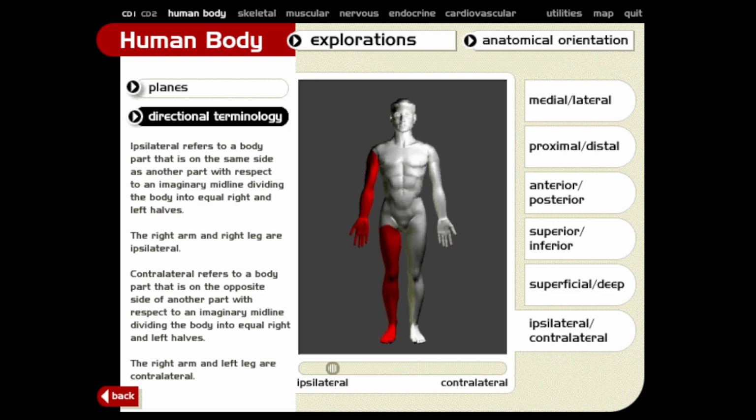Ipsilateral refers to a body part that is on the same side as another part with respect to an imaginary midline dividing the body into equal right and left halves. The right arm and right leg are ipsilateral. Contralateral refers to a body part that is on the opposite side of another part with respect to an imaginary midline dividing the body into equal right and left halves. The right arm and left leg are contralateral.